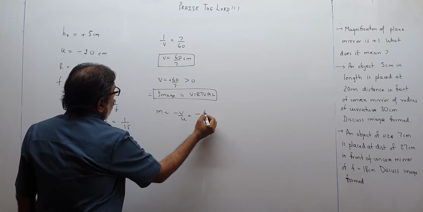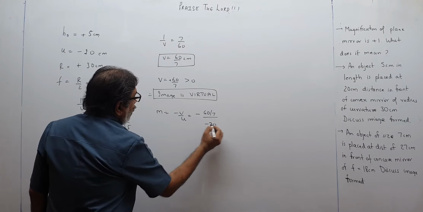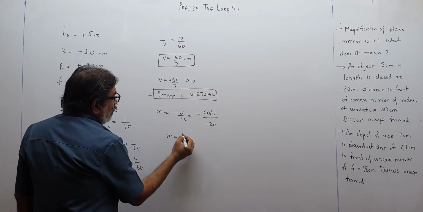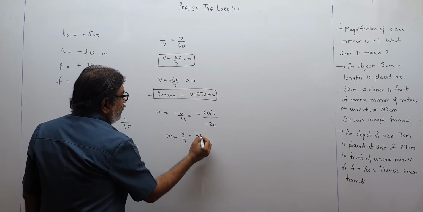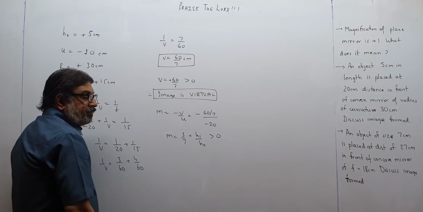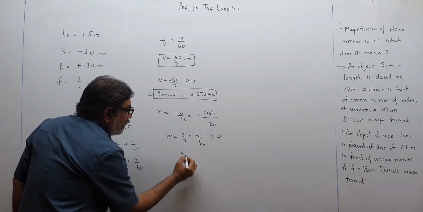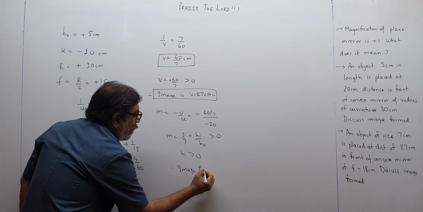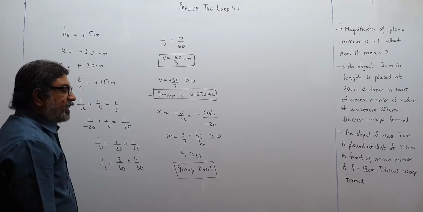What is magnification? Minus v upon u. So minus 60 upon 7 upon u, which is minus 20. So m becomes minus minus cut. 20 into 3 is 60. So this becomes 3 upon 7. So magnification is 3 upon 7, which is hi upon ho, and that is positive. m equals 3 by 7. So 3 by 7 is positive, that means hi upon ho is positive. Therefore hi is positive, that means the image is erect because hi is positive. The image is erect.